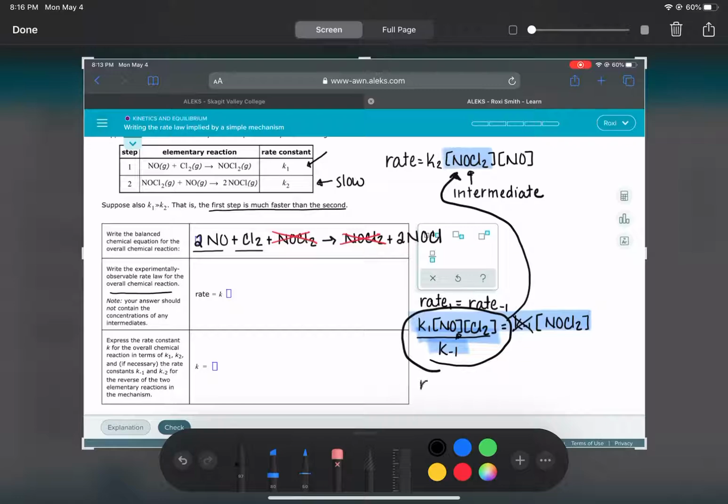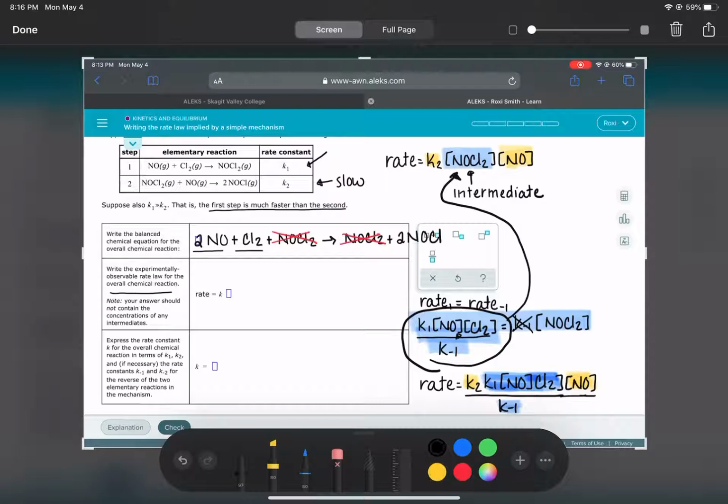So that's going to give us rate equals k2 times k1 times NO times Cl2 over k minus 1, and then NO again. What I got here is this k1 NO Cl2 over k minus 1. That was the term that I came up with to substitute for NOCl2. Let's use a different color from the original rate law, k2, and also NO right there.